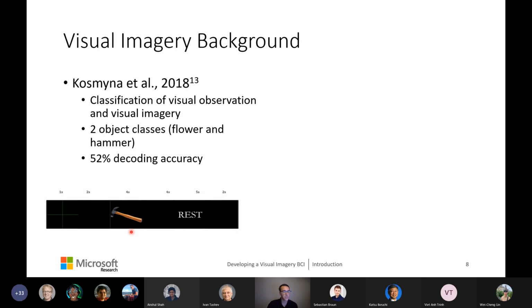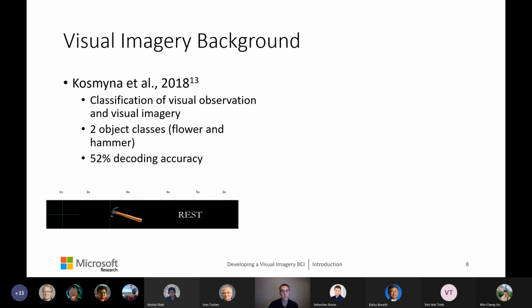It would appear on screen for 4 seconds, and they would just be asked to attend to that stimulus, and then it would disappear for 4 seconds, and that would be an imagery period where they tried to imagine the stimulus that they just saw, and then there would be a rest period.